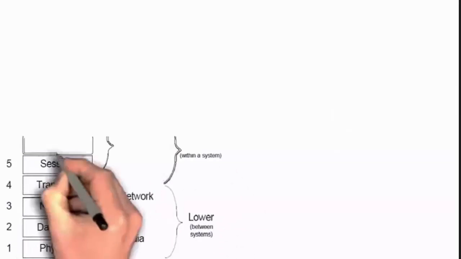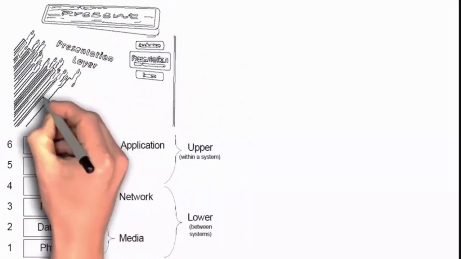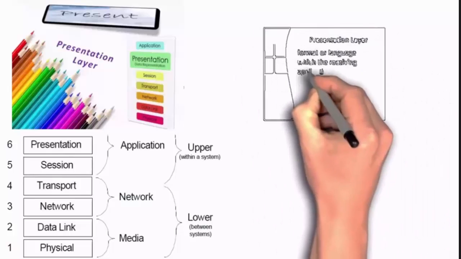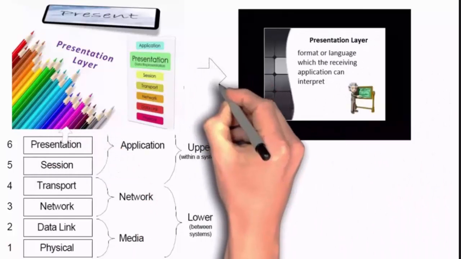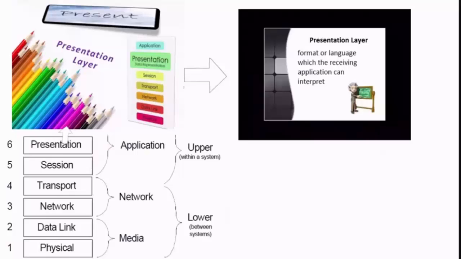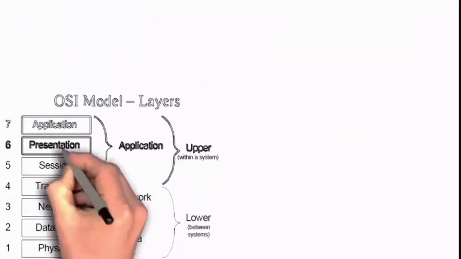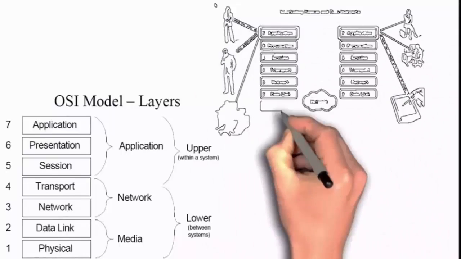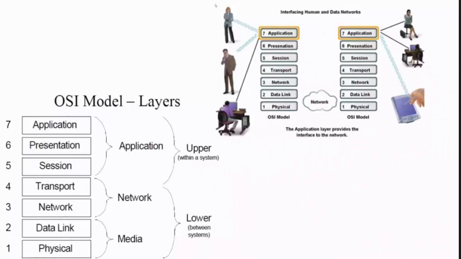The data of the application are converted in the presentation layer into a data format or language which the receiving application can interpret. This layer thus implements the matching of data formats and the conversion of codes. Last, we have the application layer. Application programs which need to be developed can thus access the function of the open system via the application layer.